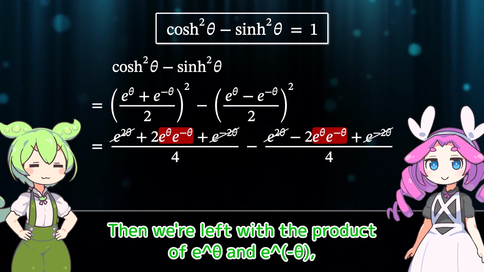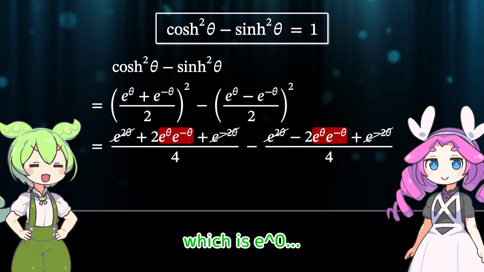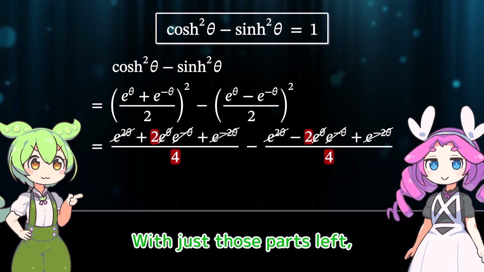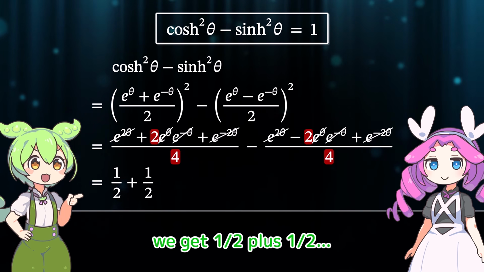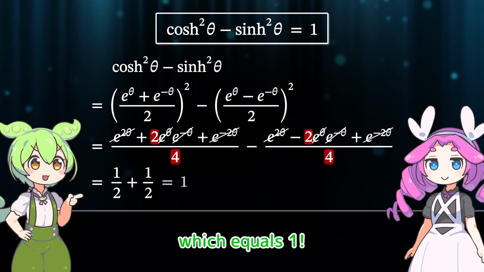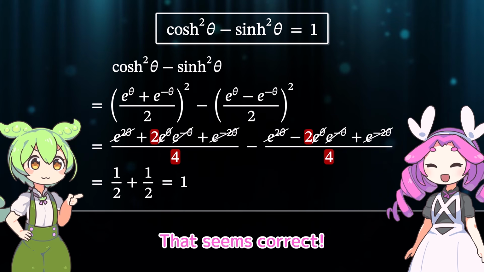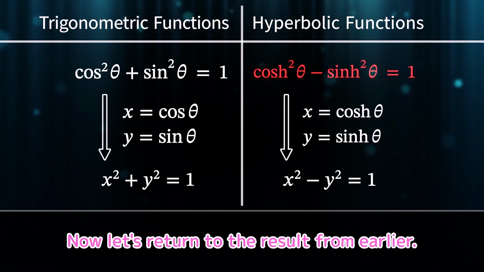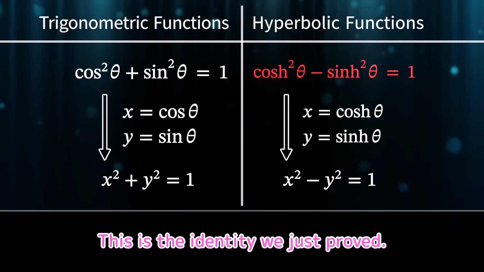Then we're left with the product of e to the theta and e to the minus theta, which is e to the 0, so it equals 1 and can be ignored. With just those parts left, we get 1/2 plus 1/2, which equals 1. That seems correct. And with that, we've proven the identity. Now let's return to the result from earlier. This is the identity we just proved.